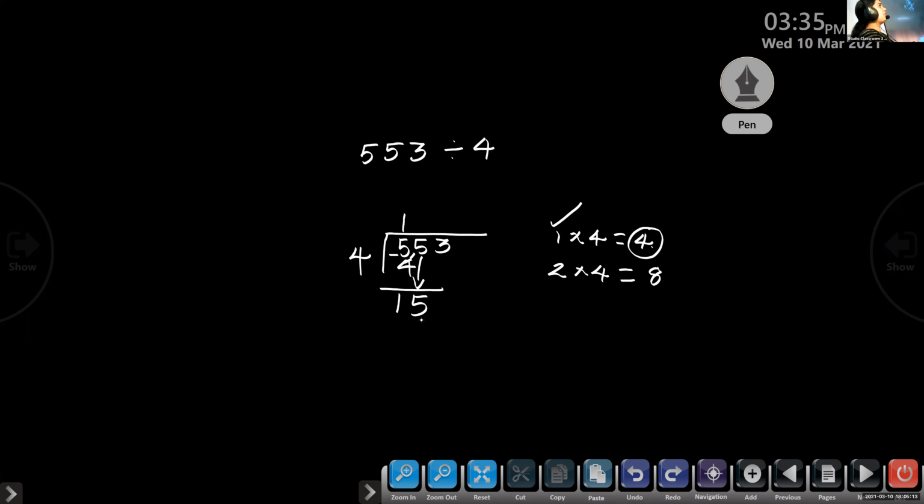15 divided by 4. So let us continue the table and check whether 15 is coming. 3 fours are 12. 4 fours are 16. Can we take 16? No. We can only take 12. So in this step, which is the quotient?